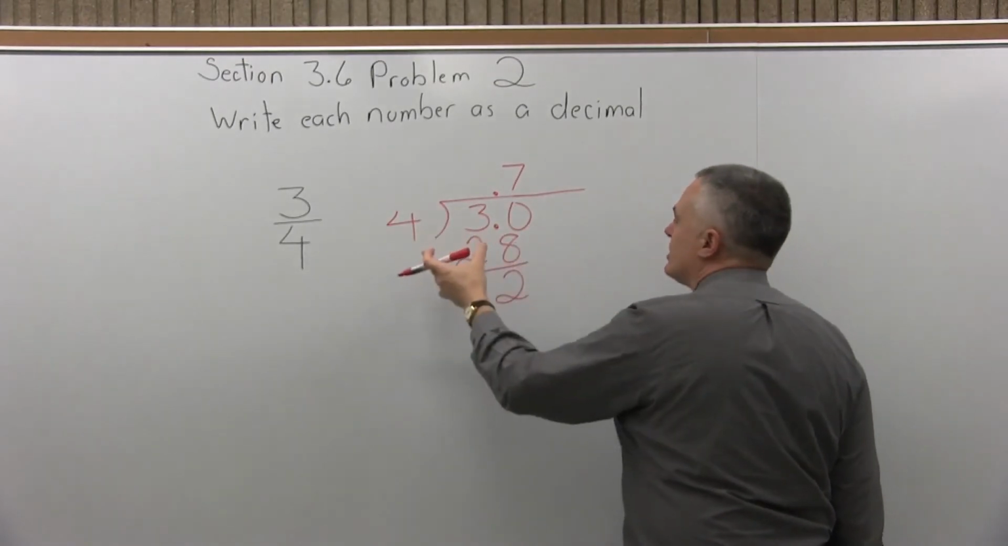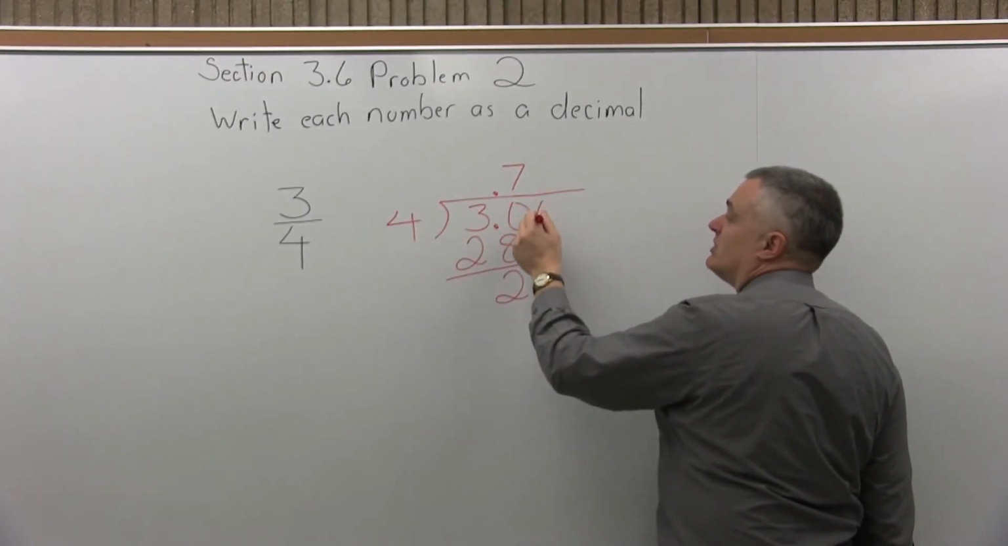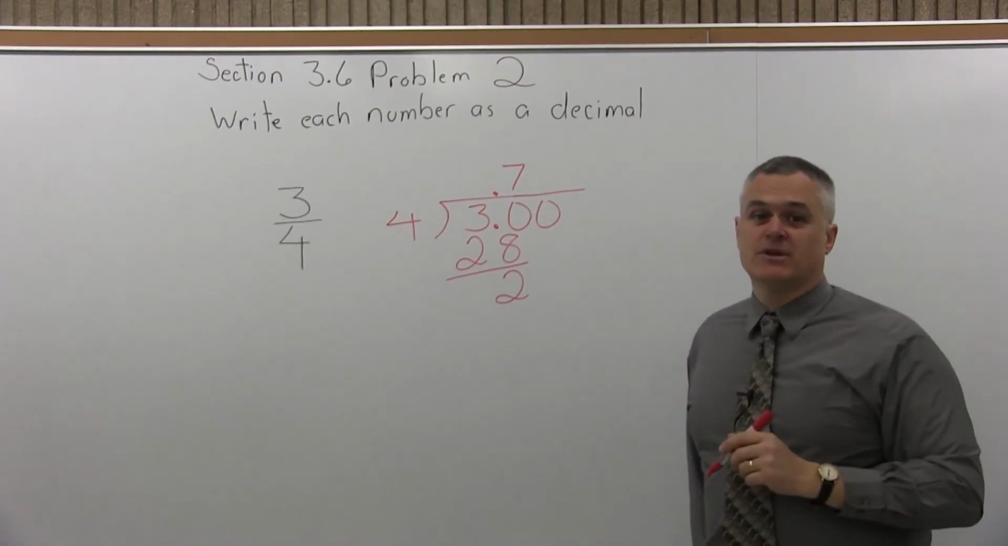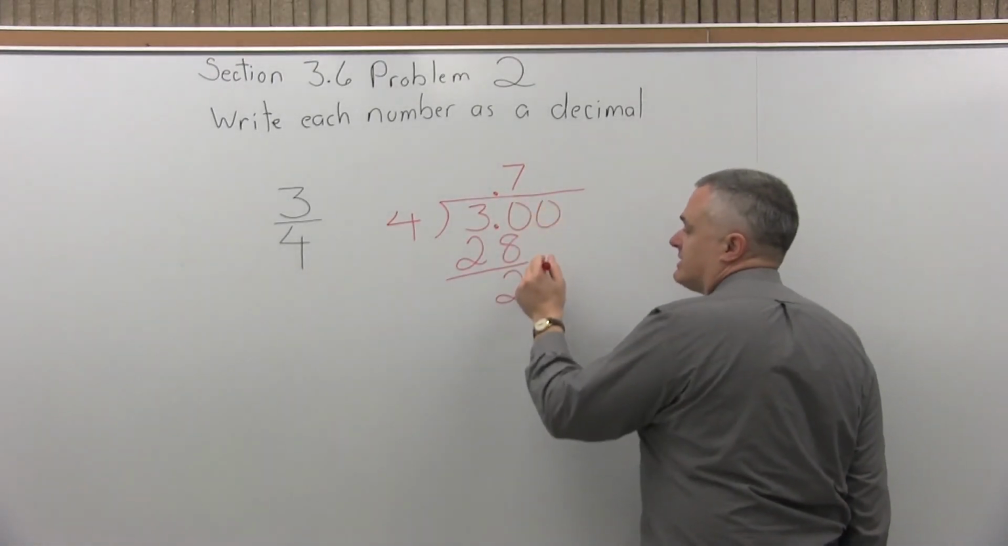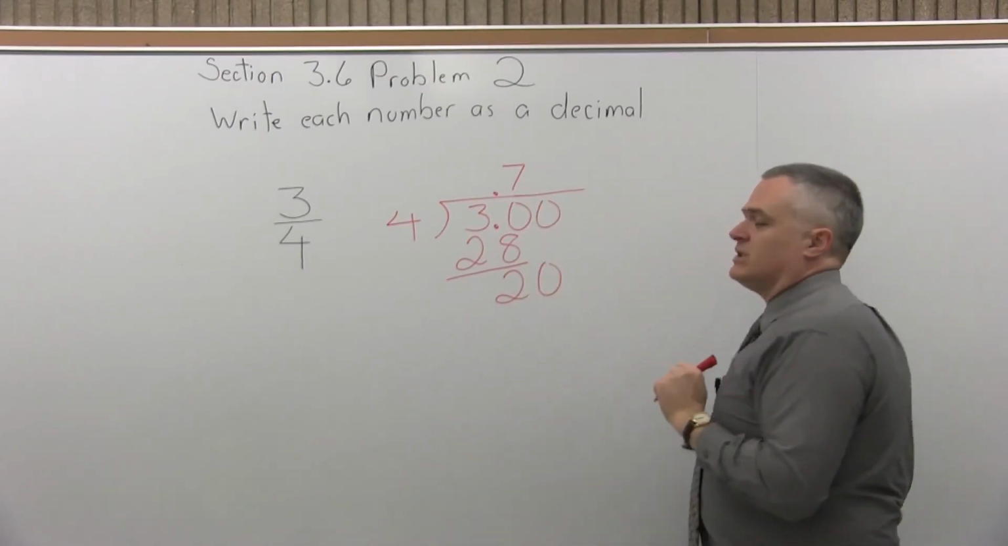And now it doesn't go in evenly, and we're not done. So you can fill in as many zeros as you have to. So I'll put in another 0. I'll think of it as 3.00. And now that second 0 I can bring straight down. Treat it as a 20.